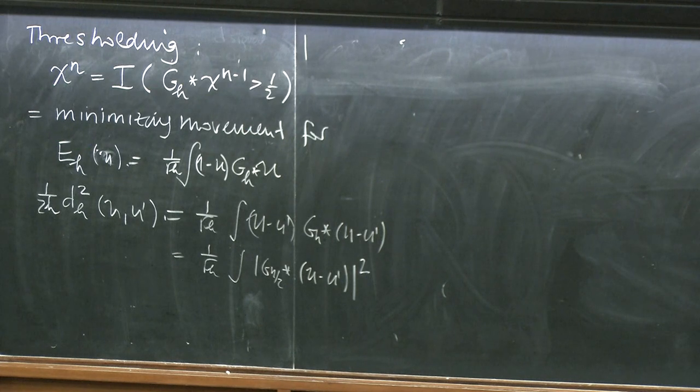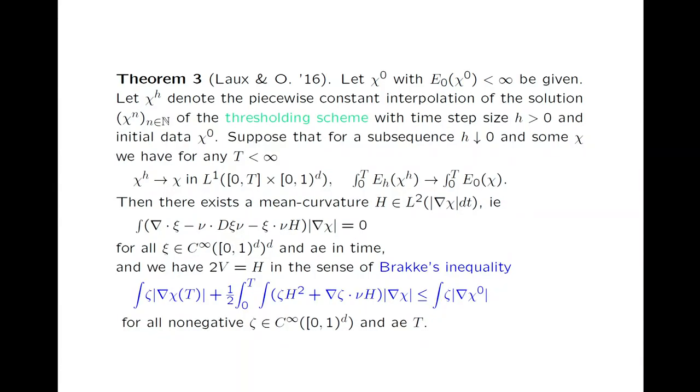And now the statement is, suppose you're given any subsequence of time steps that goes to 0, and a configuration chi, which is the limit in the sense that you have strong convergence in L1, so chi is again a characteristic function, and you have convergence of the time integrated energies. That was a benign assumption by the compactness result I stated last time, but this is an assumption which doesn't come for free. However, it has a tradition in this type of results.